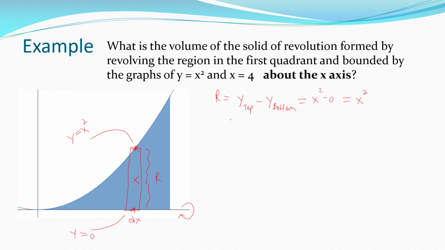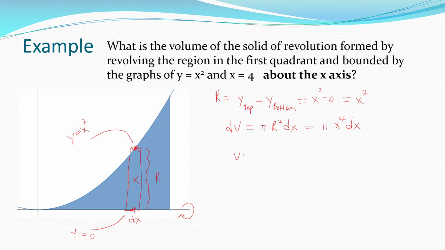So the small amount of volume generated by that one little rectangle as it goes about the x-axis, making a disk, would then be pi times that radius squared. That would be the cross-sectional area. And then I multiply it by the thickness dx. So that is pi times x squared squared. That's x to the fourth dx. That's the small bit of volume that that one rectangle generates.